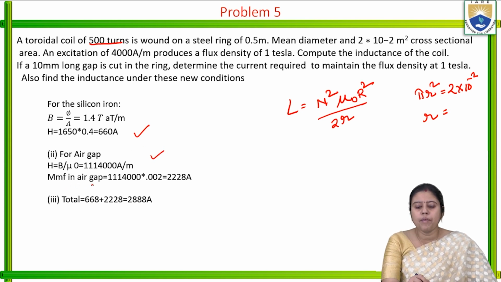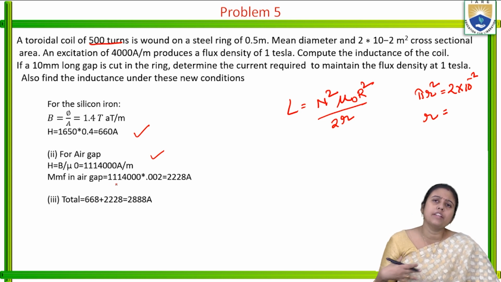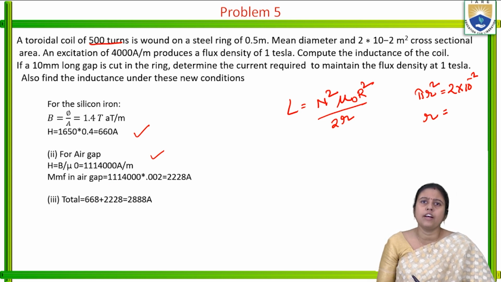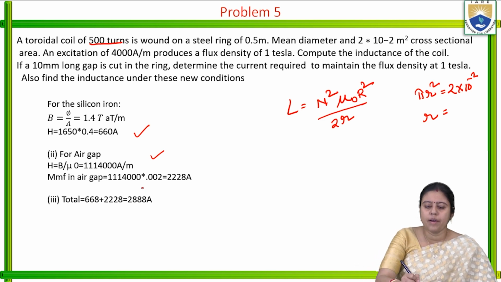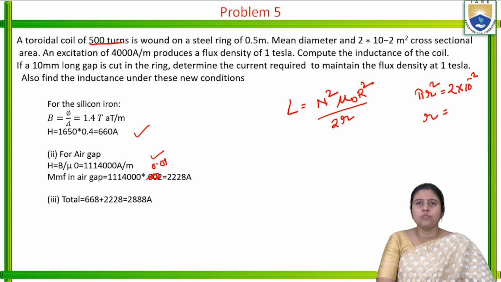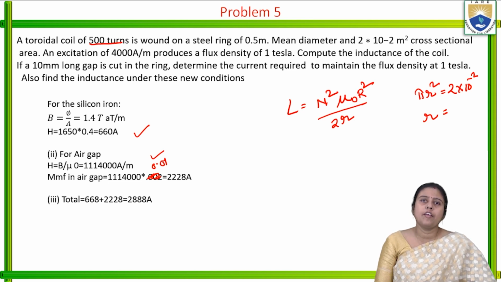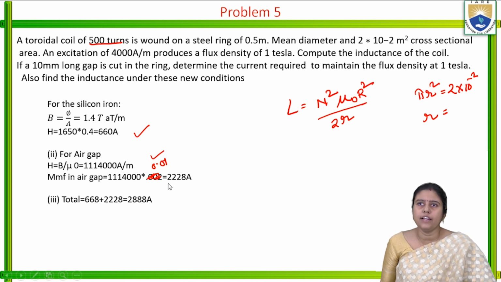So what is the MMF? What is the MMF in the air gap? It is for the total. If we think about the total flux, what is the MMF? The air gap is a 10 millimeter long gap, so it is 0.01. If we multiply it, we will get the MMF. And if we get the MMF, we can get the flux and we can calculate the inductance.